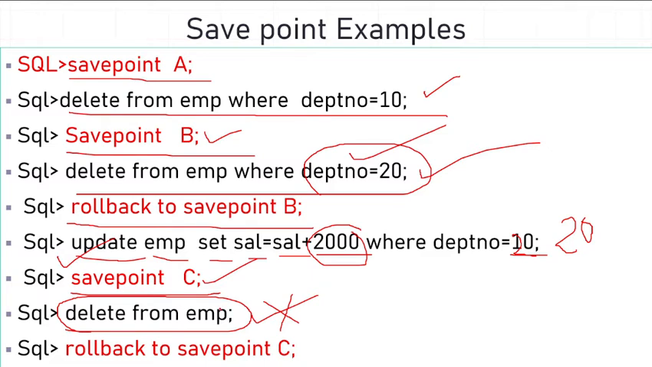Means only this deletion will be rolled back. This will be there, this will be there, right? So I think now you can understand the use of save point command, how it helps in doing partial rollback and even saving changes made by the previous transactions.